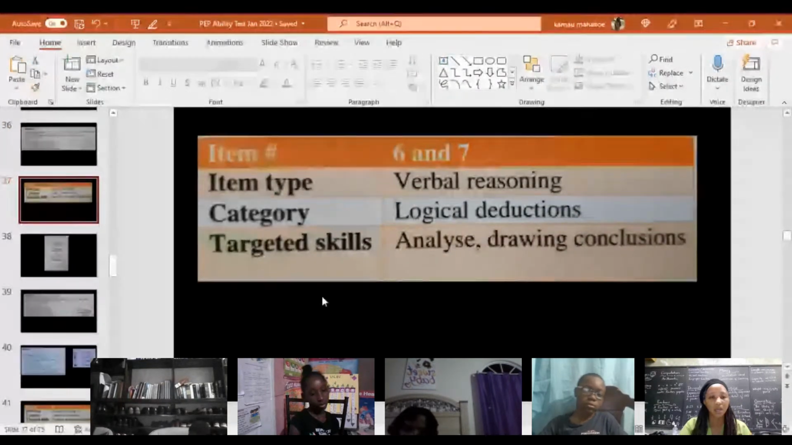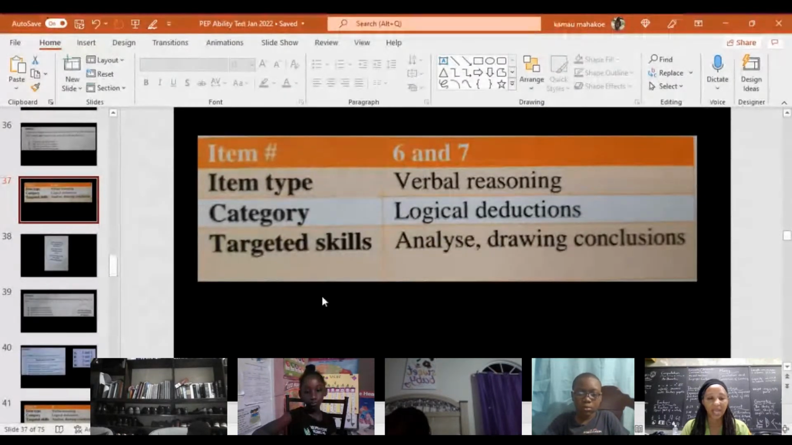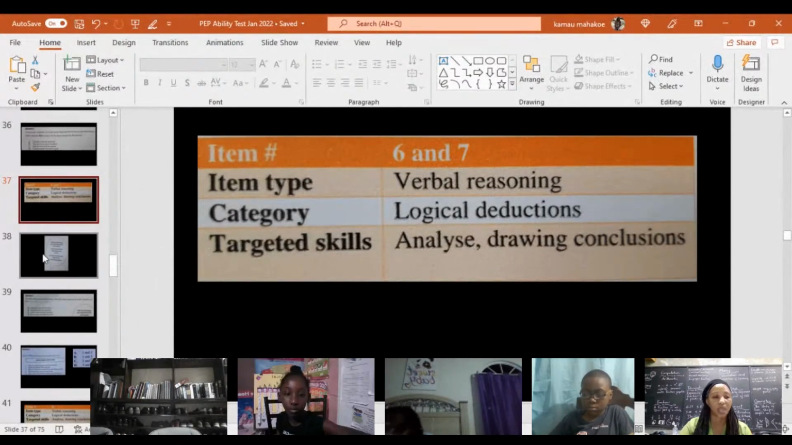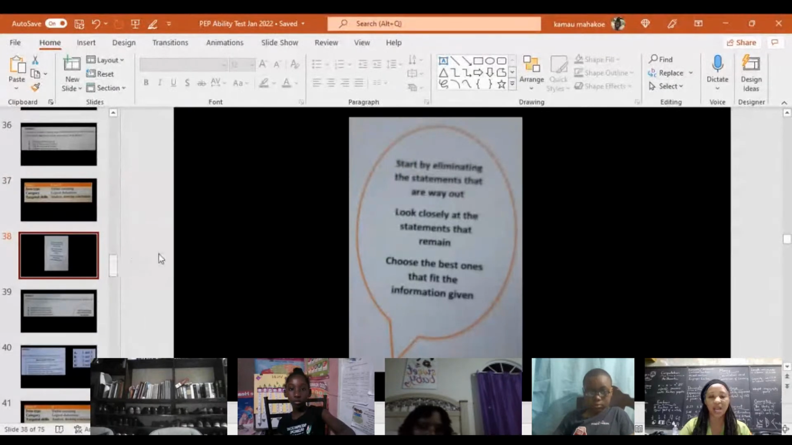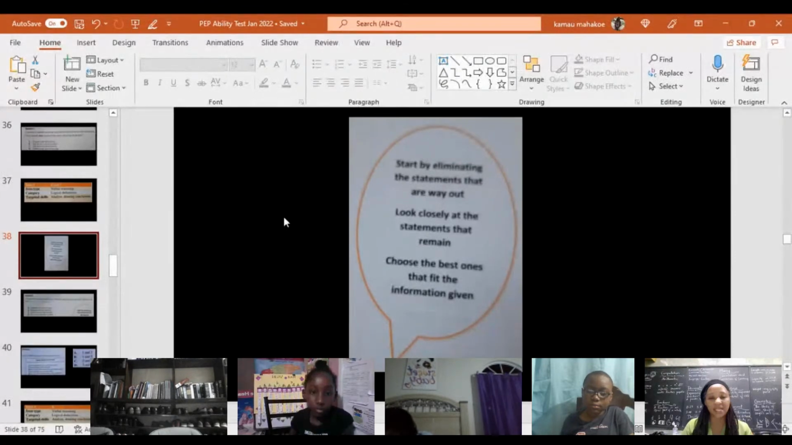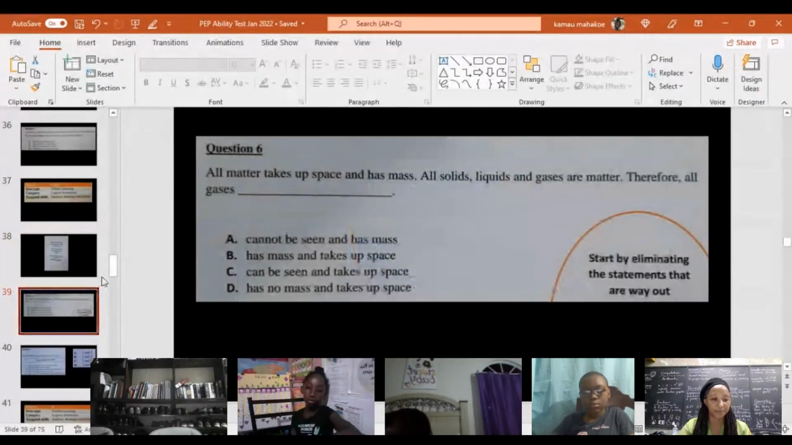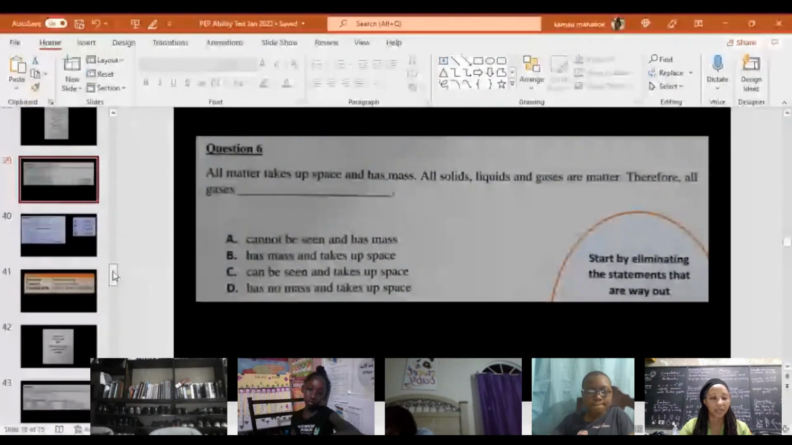Now, for items 6 and 7, the item type is verbal reasoning, and the category is logical deductions. So the targeted skills that are hoped to be developed in the student is to be able to analyze and to draw conclusions. And we are encouraged to start by eliminating the statements that are way out, look closely at the statements that remain, and choose the best ones that fit the information given. Okay, John, can you read question 6, please?